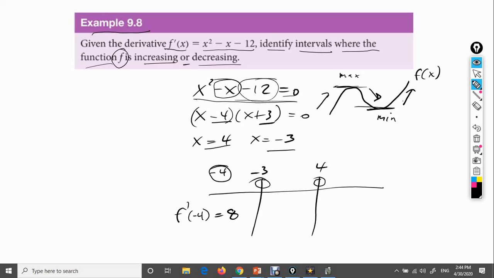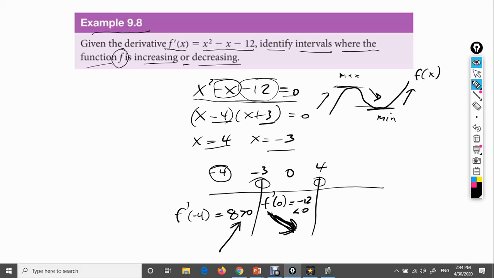Now because 8 is positive, it means that the graph is increasing. It has a positive slope. So the graph is going up and going up and going up until it reaches probably a maximum. So theoretically here the graph should be going down. We're going to verify that. So let's plug in a value between negative 3 and 4. The easiest one is always going to be 0. Okay, so if we do 0, we plug it into the derivative, it's going to give us negative 12. So because this is less than 0, effectively it's going down. It has a negative slope at that point.